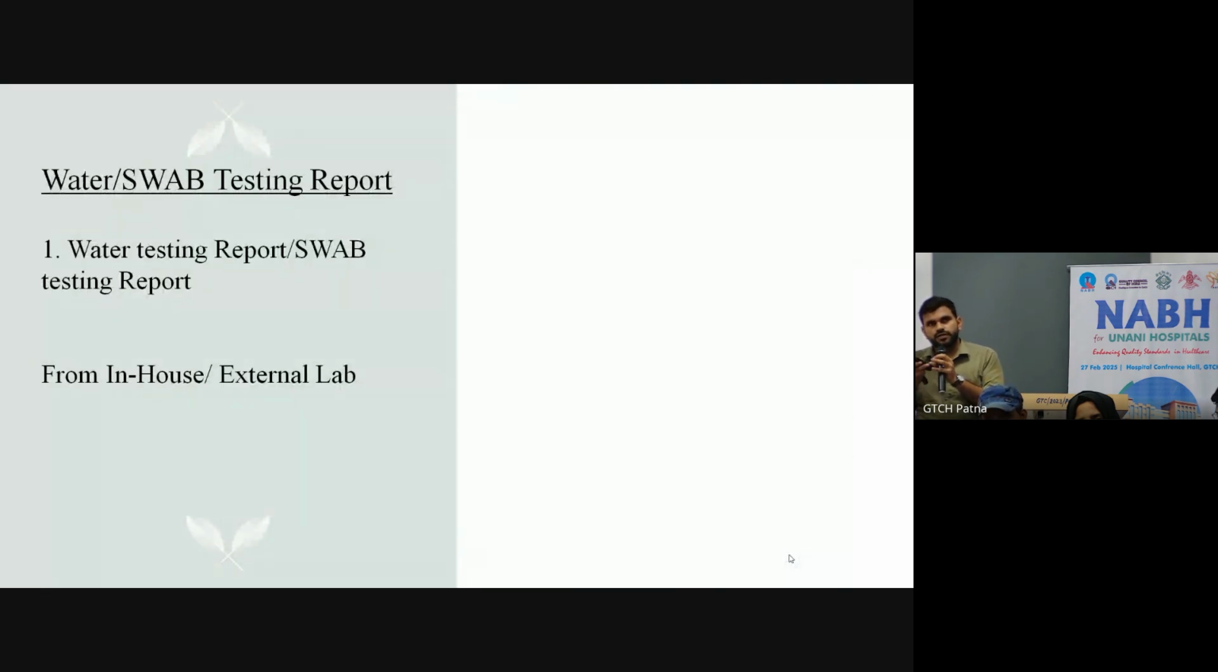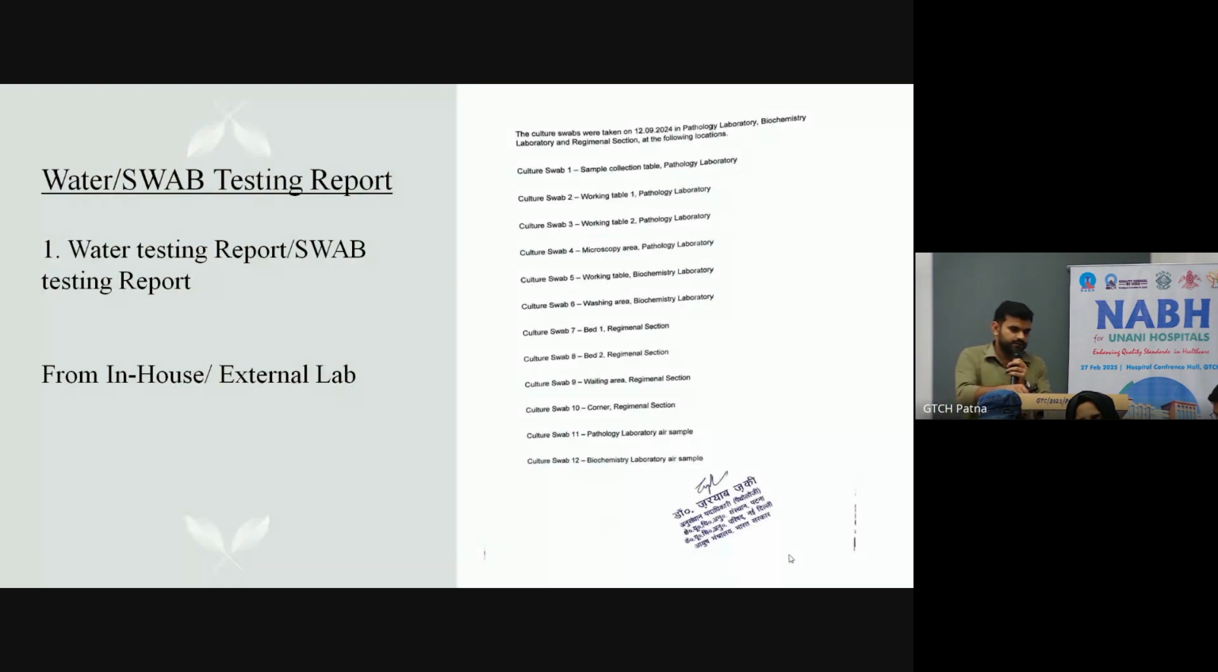Next is a water and swab testing report. This is also highly required because it will tell about the safety hazards the premises or hospital can create. You can see that this is not a report, this is just a report of collection of different samples: the first sample, from where we have collected it, second, third, fourth, fifth. And this water sample should be collected from each and every section where water can be used.